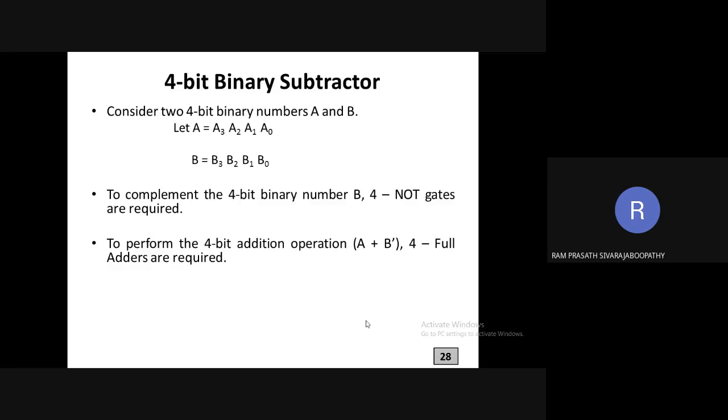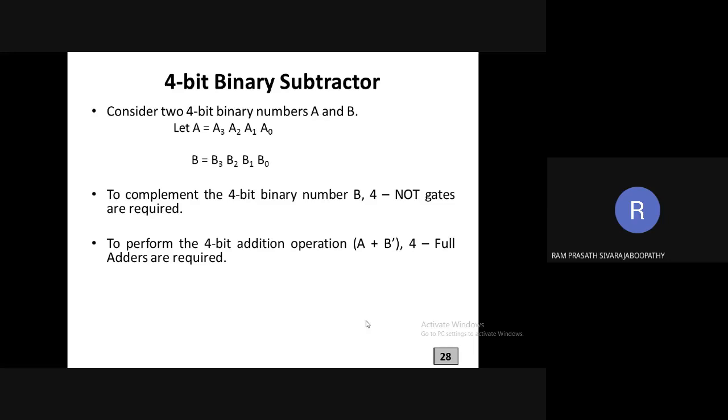Fine. இது புரிஞ்சுதா உங்களுக்கு? The second number, binary number B, நான் complement பண்றதுக்கு எனக்கு என்ன வேணும்? 4 bits we are having. So 4 NOT gates we have to use. Then to perform the addition of A plus B bar, one 4-bit binary adder நான் யூஸ் பண்ணலாம். அப்படி இல்ல என்ன பண்ணலாம்? 4 full adders னு மென்ஷன் பண்ணிருக்கோம். Clear? Fine. Apart from this, we have to do one more thing.